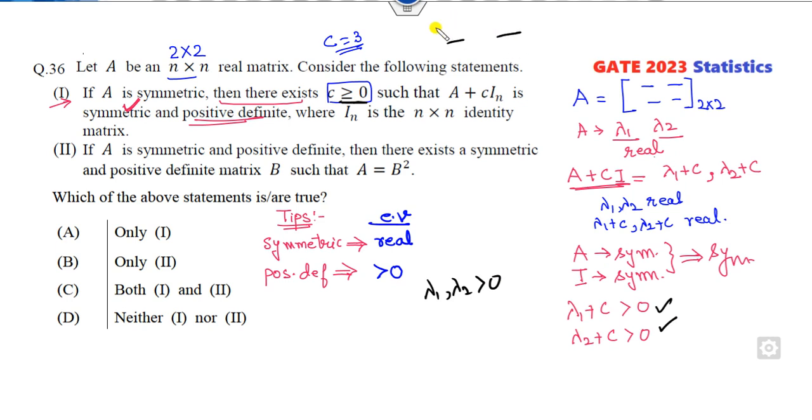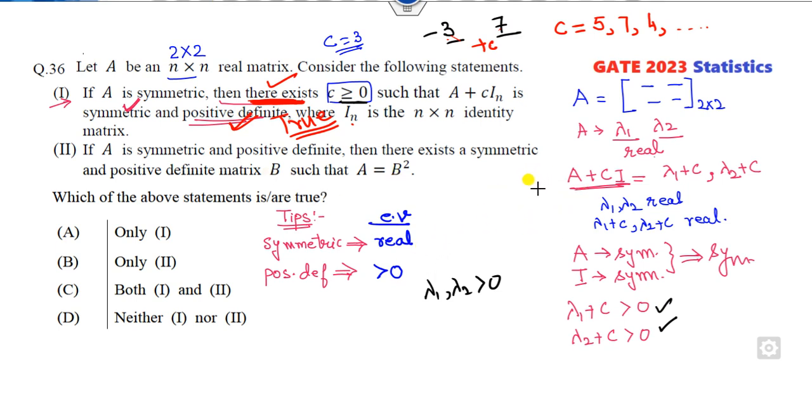If one of them is negative, say minus 3 and the other is say 7, can you find a C? There exists a C. Can you take a C? I can take C as 5, you can take C as 7, or 4, or any number. Yes, there exists one so that when you add it, both values are positive. So it is a positive definite matrix as well. So the first statement is a correct statement. Fine. There is no need to think more about that.